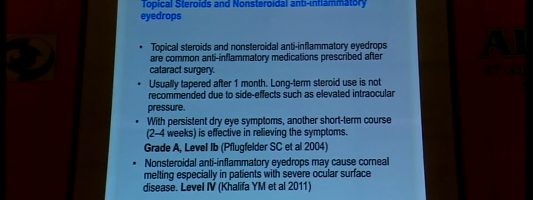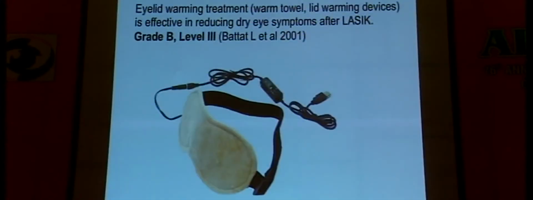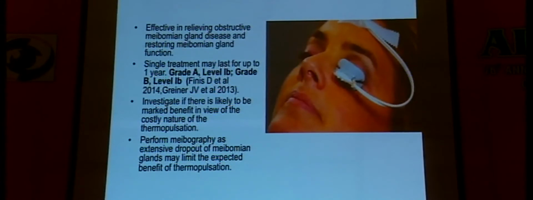And for non-steroidal anti-inflammatories, a word of caution. This may cause corneal melting, especially in patients with severe ocular surface disease. Level 4 evidence. For eyelid warming therapy, this has been shown to be effective for dry eye symptoms after LASIK, a grade B recommendation. Thermal pulsation therapy is effective in relieving obstructive meibomian gland disease and restoring meibomian gland function.